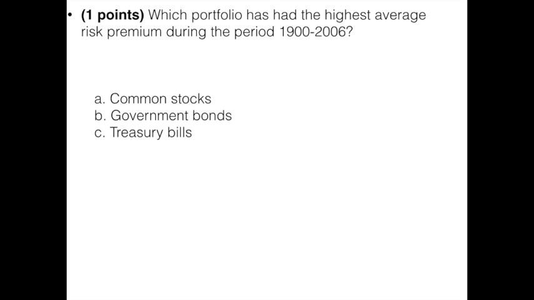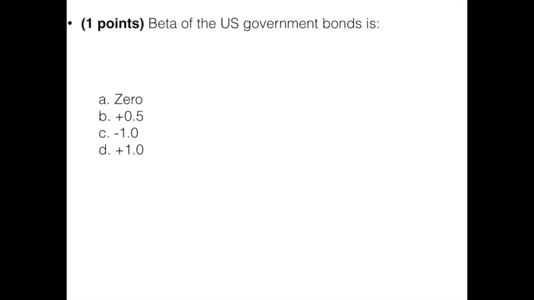Now, which portfolio had the highest average risk premium during, let's say, the 20th century? This is clear. Common stocks. Common stocks were the riskiest. They had the highest risk premium during this period. What is the beta of the US government bonds? It's 0. I feel like a quiz host.